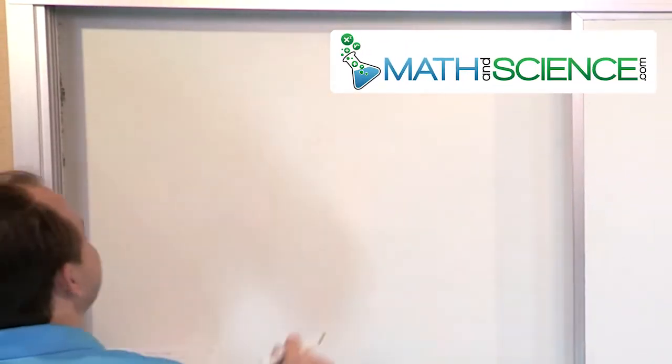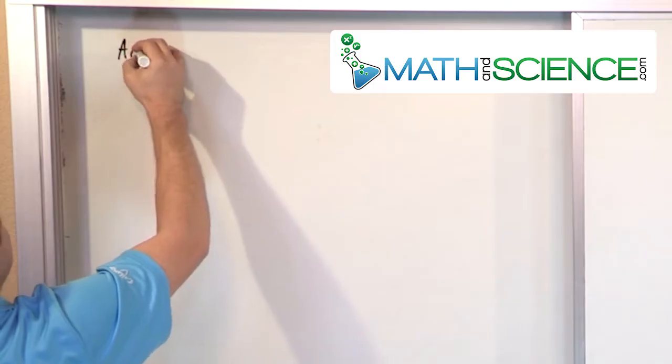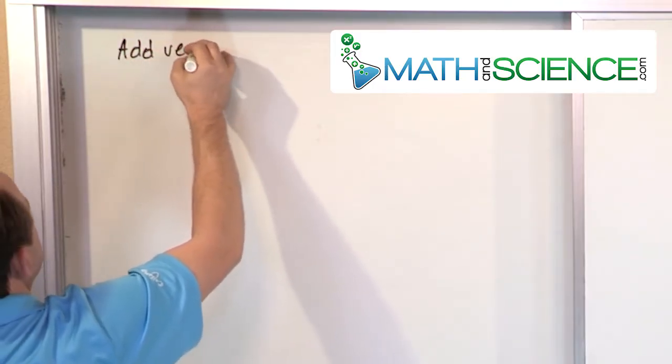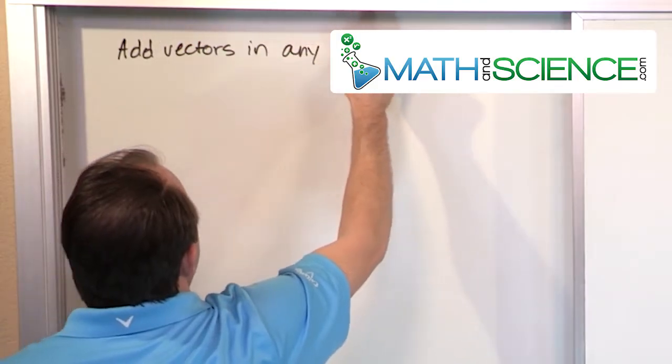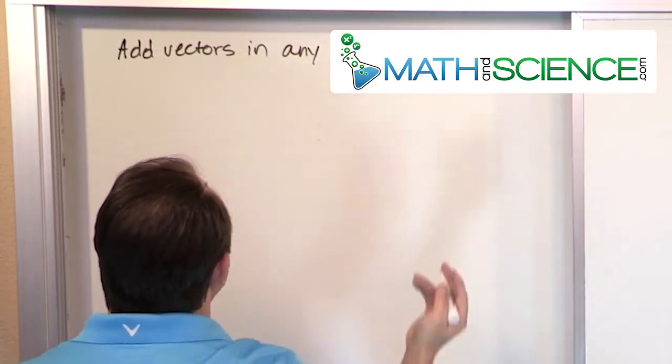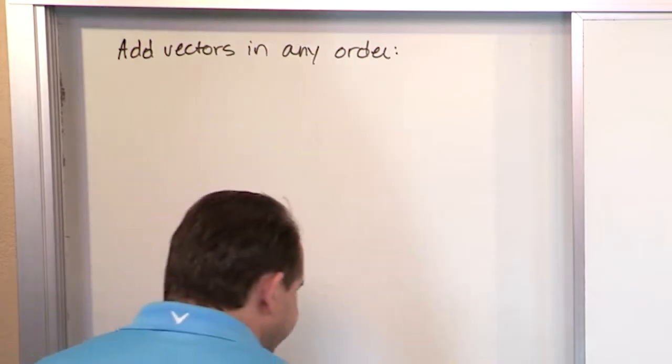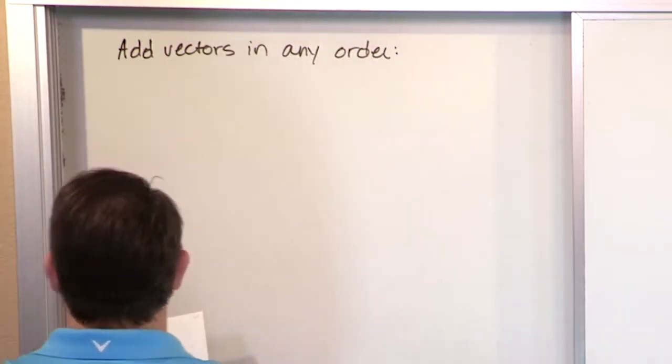Now it turns out that you can add vectors in any order. And what I mean by that is you get the same answer no matter what order you do. So to show you mathematically, you might see something like this in your book.